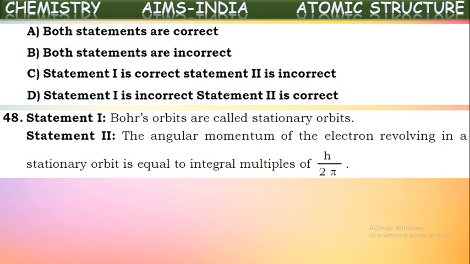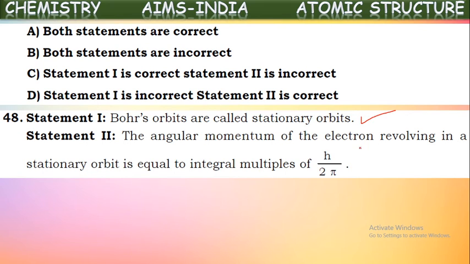Next question. Bohr's orbits are called stationary orbits. Yes, just now we have seen this. Bohr's orbits are also called stationary orbits because as long as electrons are revolving in the same orbit, they neither gain energy nor lose energy. They will have the same constant energy. That's why these orbits are also called stationary orbits. This is correct. Next statement.